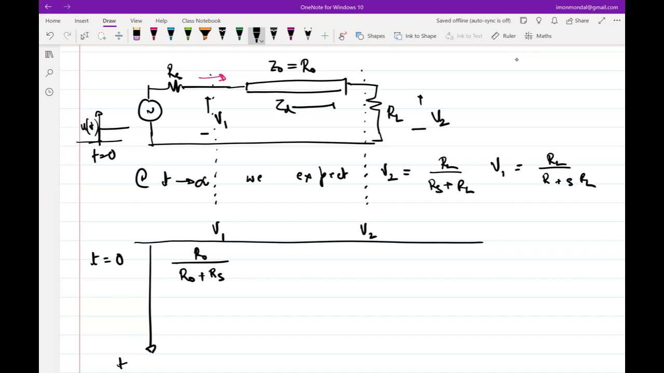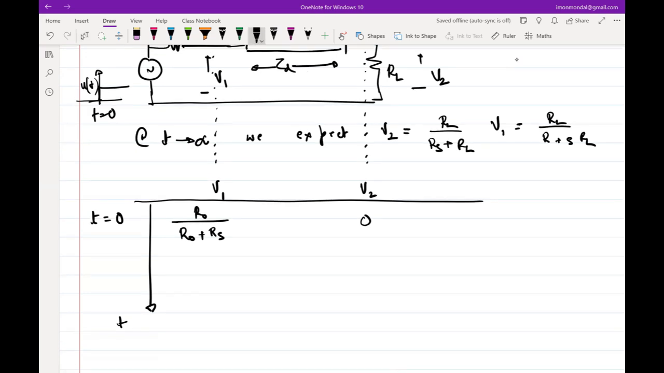At time t equal to 0, let's say there is a delay. The signal takes a delay to go from V1 to V2. There is a propagation time. So at time t equal to 0, what should be V2? It should be 0, right? Fine.